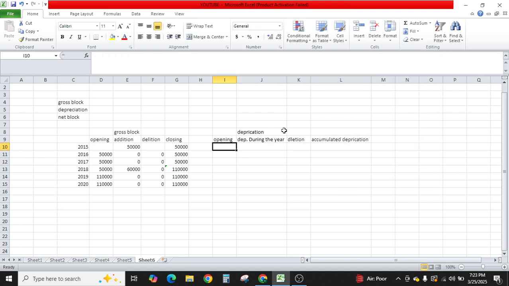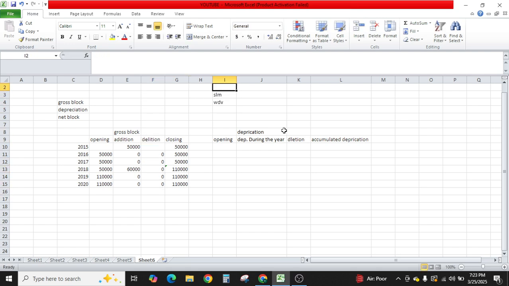Now it is a little tricky, so let's take the depreciation for this machinery which we have purchased for 50k, which is 10% per year. There are two methods in depreciation. One is SLM and one is WDV.